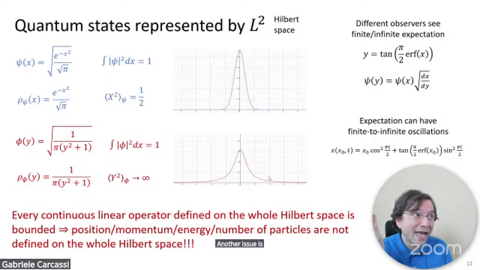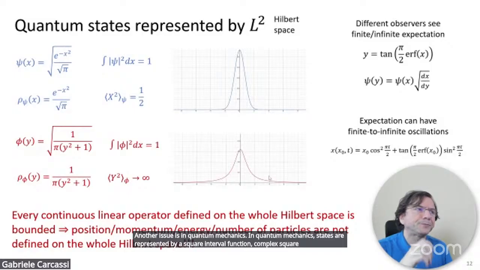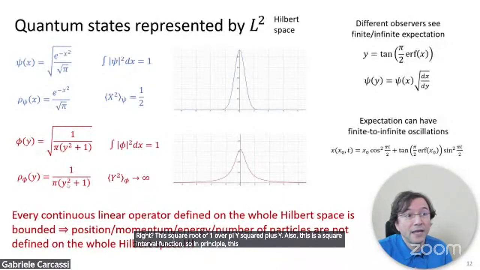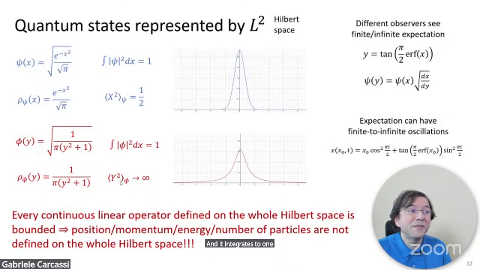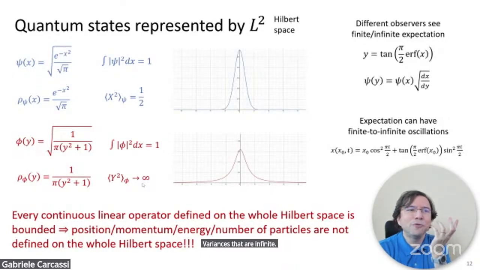Another issue is in quantum mechanics. In quantum mechanics, states are represented by a square integrable function, a complex square integrable function. For example, this function here is part of our Hilbert space, and it gives us a Gaussian distribution in position. We can see that it integrates to 1, so it's normalized, and the variance is 1/2. Also, this is still a sort of bell-shaped curve, but the tails are fatter: the square root of 1 over pi times (y squared plus 1). This is also a square integrable function, so in principle it is a quantum state, and it integrates to 1. But you can see that the variance is infinite. And you should start thinking, well, do I really want variances that are infinite? Would these things make sense?